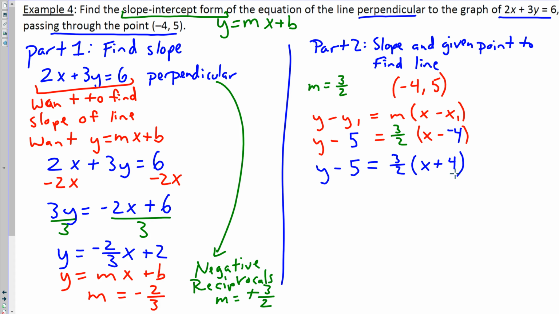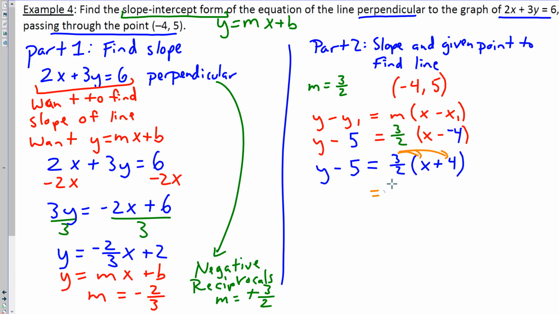And I might be tempted to say that's my final answer, but if we look back at the original question, they didn't want it in point slope form, they wanted it in slope intercept form, y equals mx plus b. So I need to go ahead and get it into that form. So we're not done here, we have to go ahead and solve for y like we did previously.